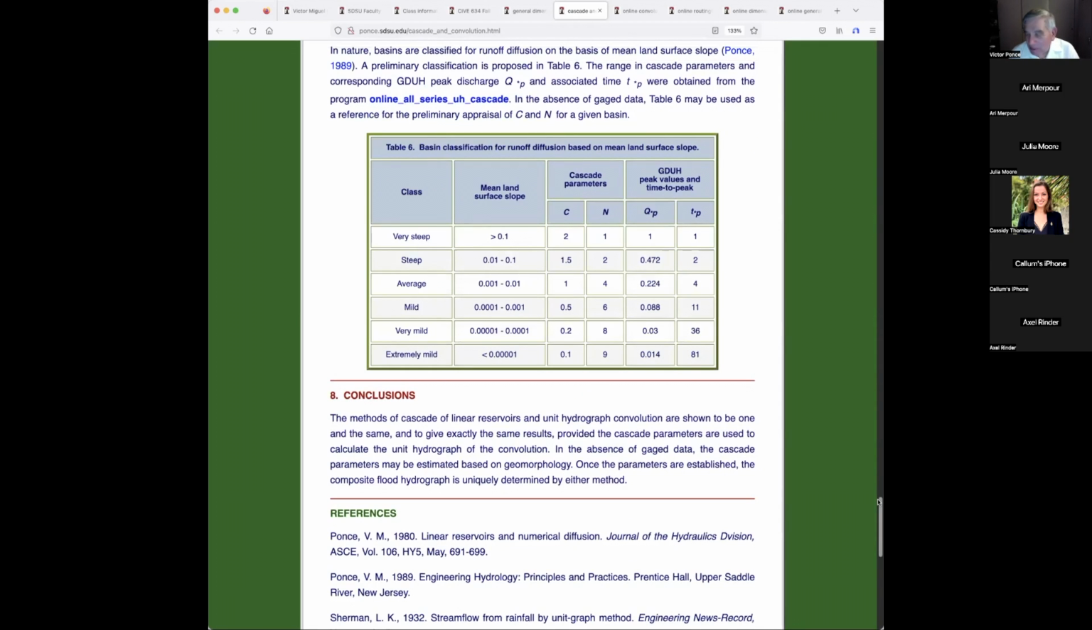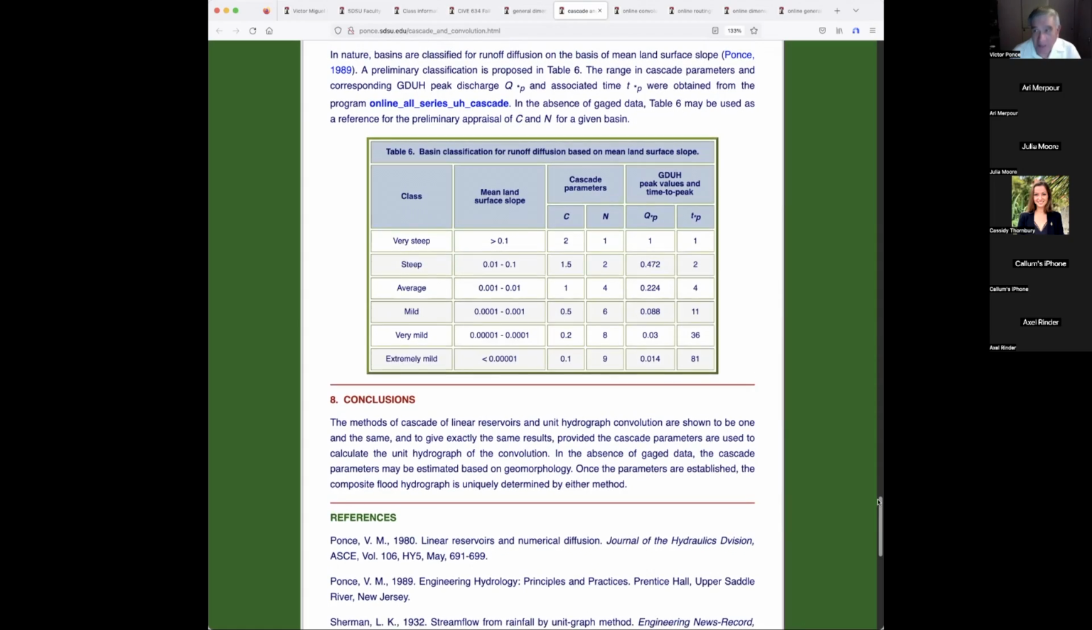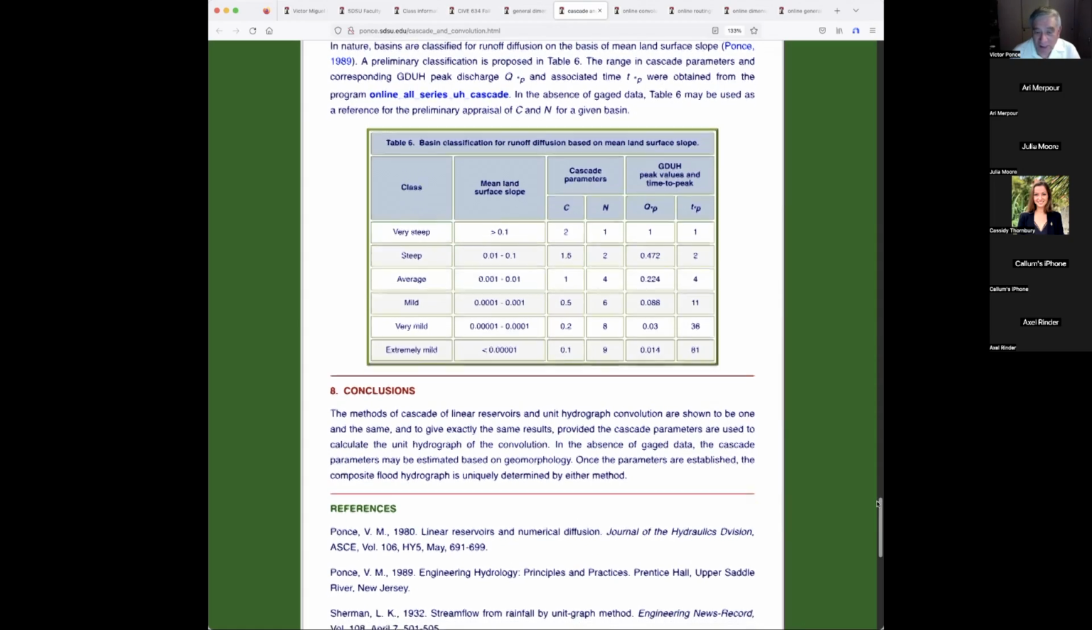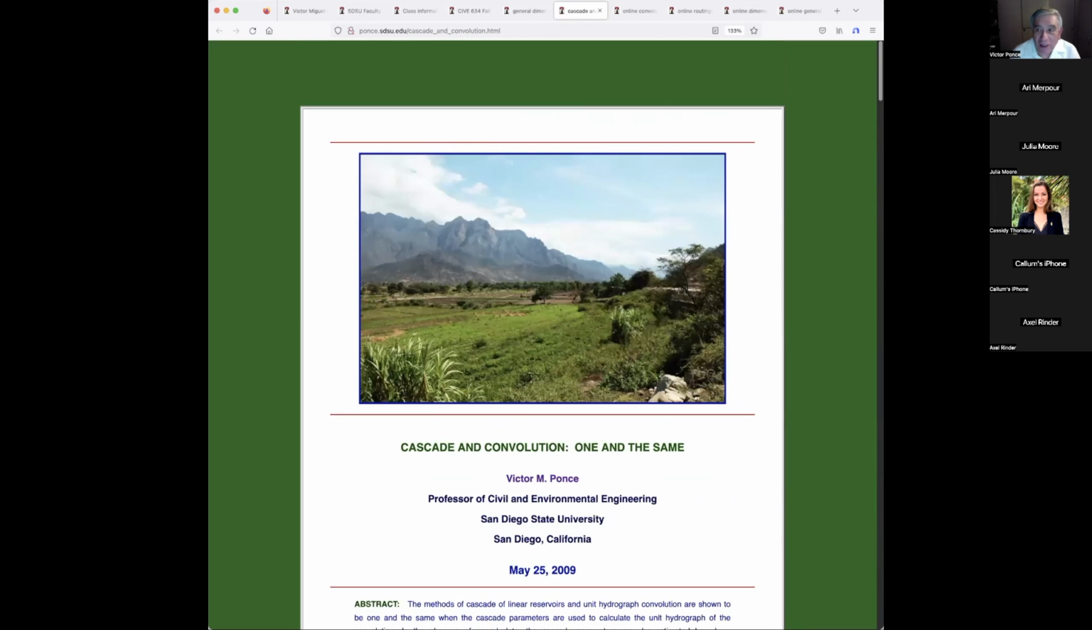Well, it's easier from a standpoint of conceptual understanding of the concept of runoff diffusion, but they are the same. One or the other leads to the same answer. We have proven that beyond reasonable doubt. Okay, so now we are going to move on.